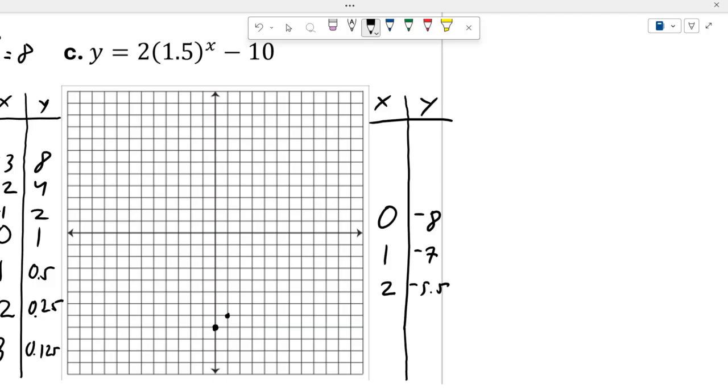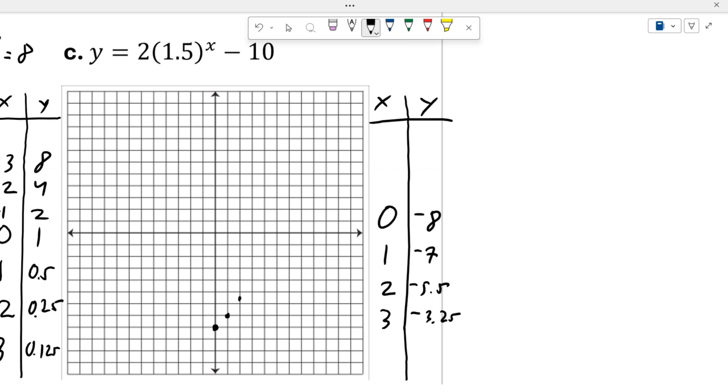I'm going to list out a few more here. Oh, so negative, let's actually plot that. So at 2, you get negative 5.5. So 1, 2, 3, 4, 5. 0.5 is right there. When you plug in a 3, you get negative 3.25.